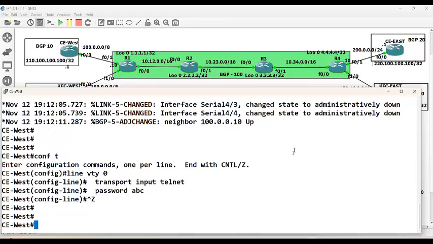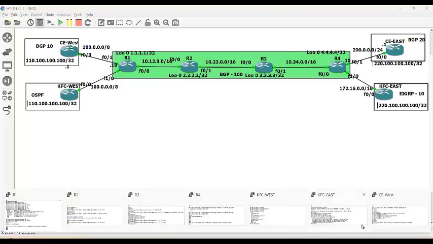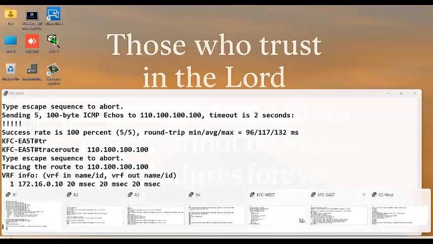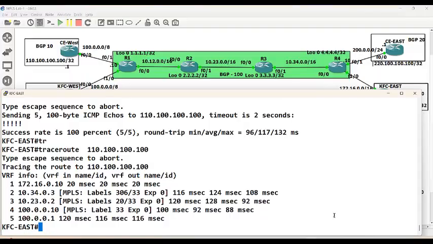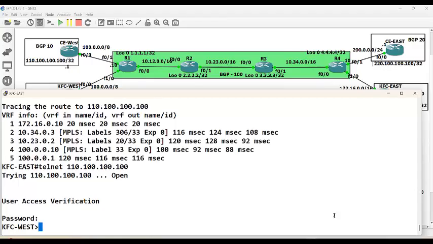Why am I doing this? If I telnet to that address from KFC, it should only go to the KFC remote office. It should not go to Burger King West. It should go to KFC West. Telnet. I think I gave ABC, no? Or 1, 2, 3. ABC. You see? It goes only from KFC East to KFC West.